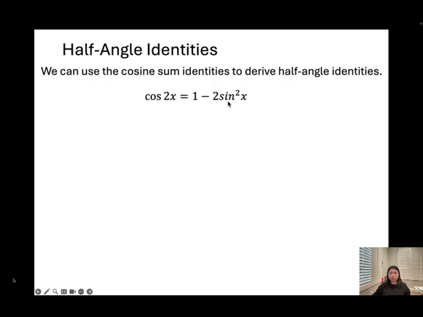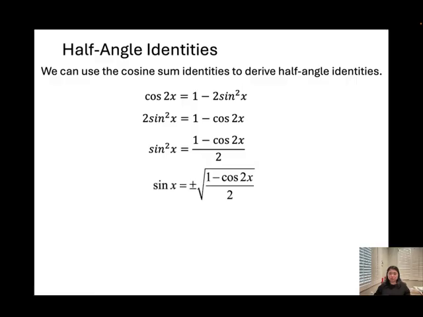Since we want to derive half-angle identities for the sine, we try to isolate the sine squared x here. So we add 2 sine squared x to both sides and then subtract cosine 2x from both sides. Now I'm going to divide the whole equation by 2. I do have the square here, so I'm going to take the square root of both sides. When you take the square root, make sure you add the plus minus.